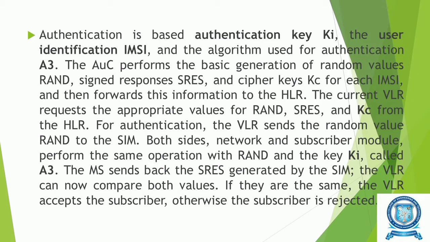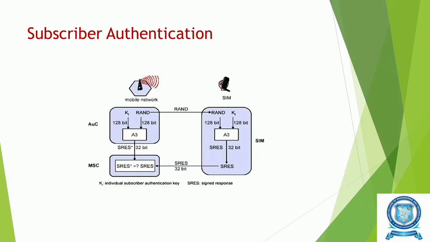Both sides, the network and the subscriber module, perform the same operation with the RAND and the key KI, which is called A3. So the mobile station then sends back the SRES generated by the SIM. The visitor location register can now compare both these values. If they are the same, the visitor location register accepts the subscriber, otherwise the subscriber is rejected as an unauthorized user.